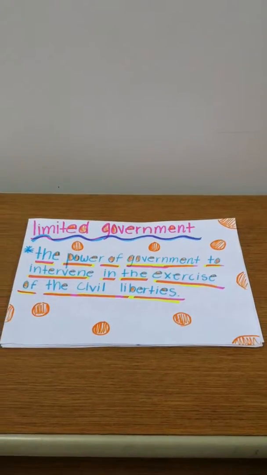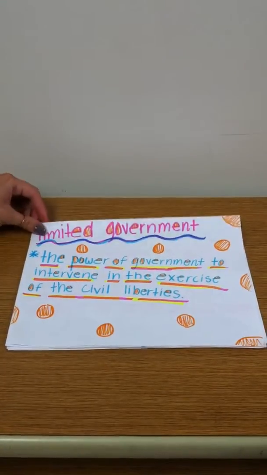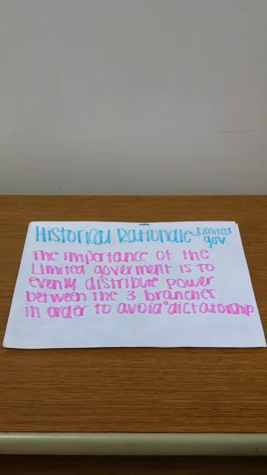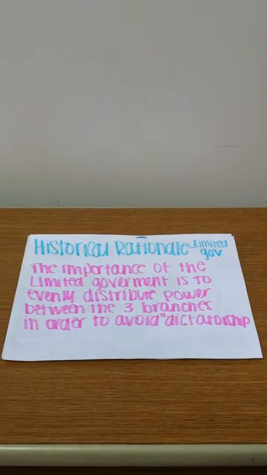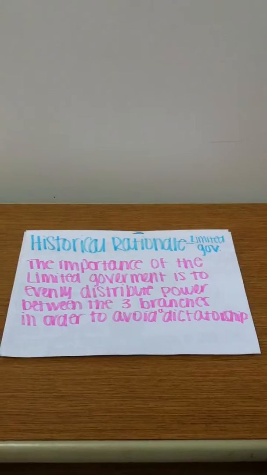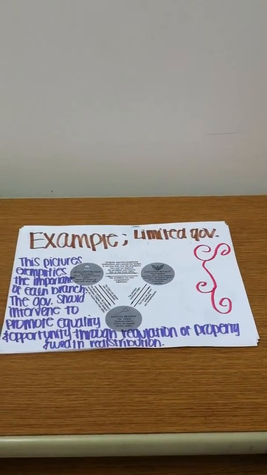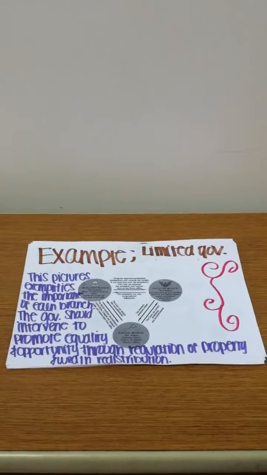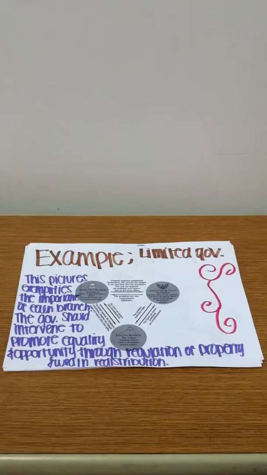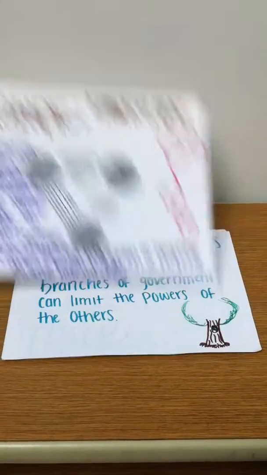Limited government, the power of government to intervene in the exercise of civil liberties. Historical rationale. The importance of the limited government is to evenly distribute the power between three branches in order to avoid a dictatorship. This picture exemplifies the importance of each branch. The government should intervene to promote equality and opportunity through regulation of property and wealth redistribution.